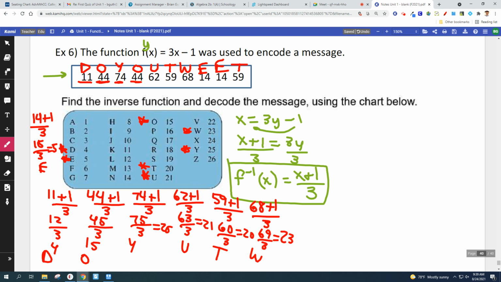Do you tweet? I don't know. That's a weird message. That's my least favorite part about that, is the message. Maybe I should come up with a more interesting message. But it's kind of interesting to me that you can use an inverse to code and decode a message.